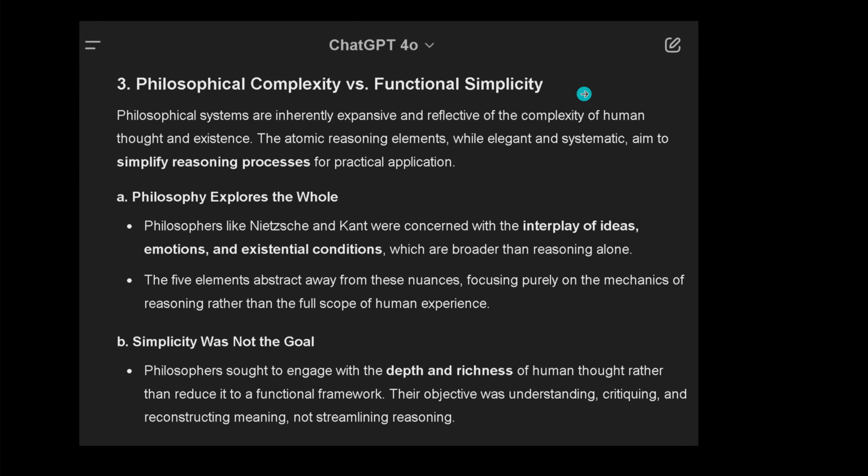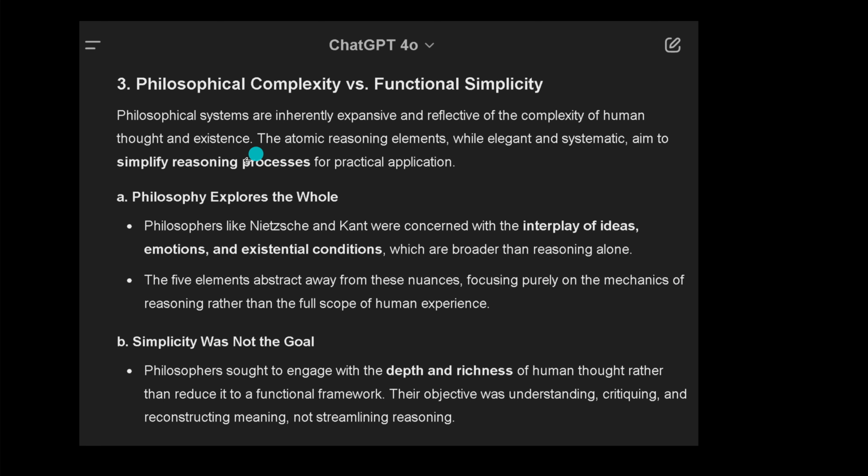And we went on, and then we found something that I think is interesting. Trying to find here a mapping between those two worlds, there was suddenly this chapter on philosophical complexity versus functional simplicity in computer science. So, ChatGPT at least says that the atomic reasoning elements that we found here, while elegant and systematic, aim to simplify the reasoning process here for a practical computer science application if we want to run a small language model and increase here the capability to solve more complex problems. Well, of course, this is my task here.